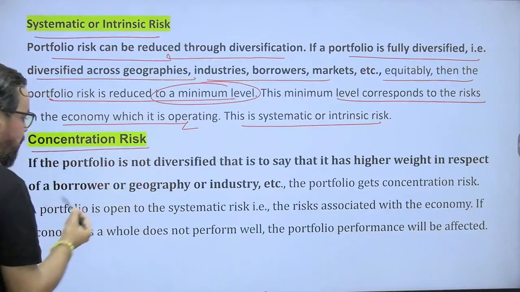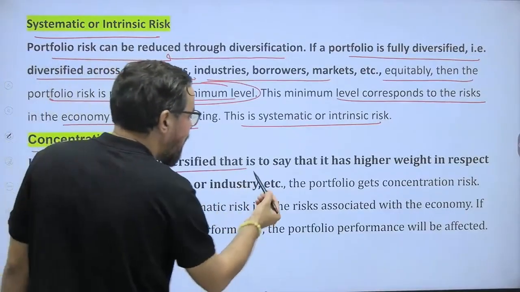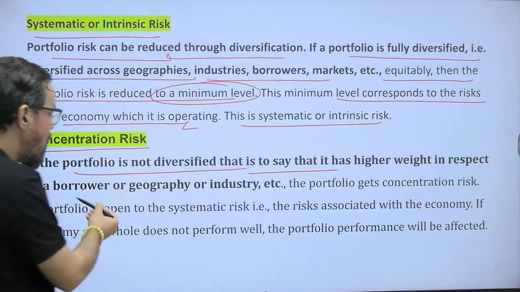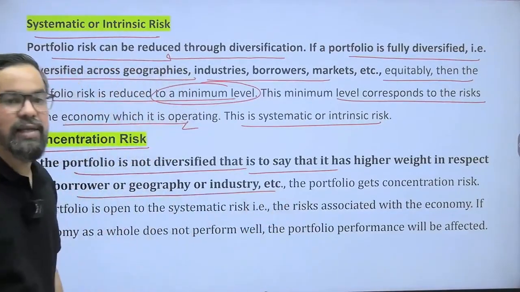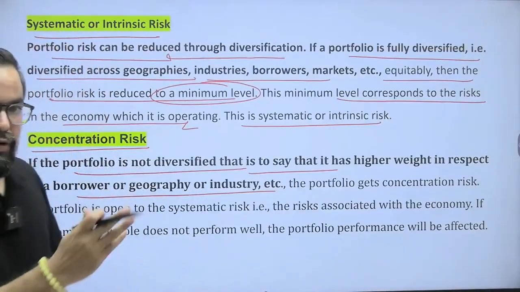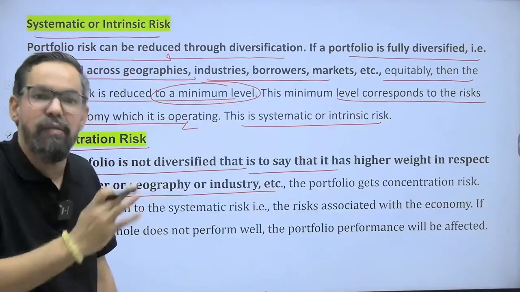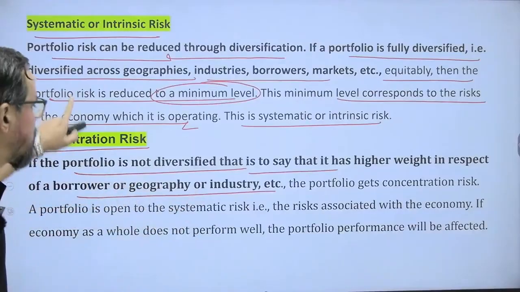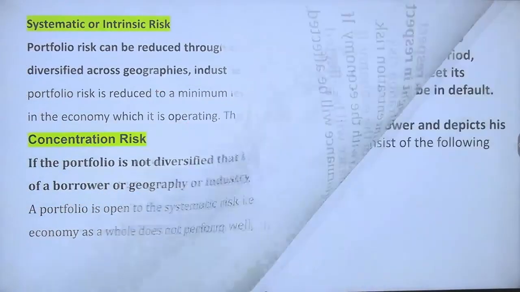Concentration risk is when the portfolio is not diversified. That is to say, there is a high weight in respect of borrowers or geography or industry. As I gave you an example of the IT industry, if our bank puts the maximum assets in the IT industry and something bad happens to the IT industry, we are going to make a huge loss. So that generally comes under this one. So these two risks are again important ones.